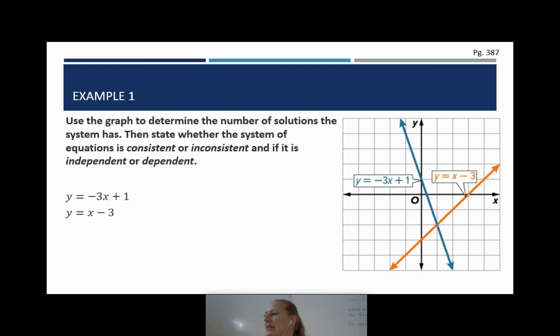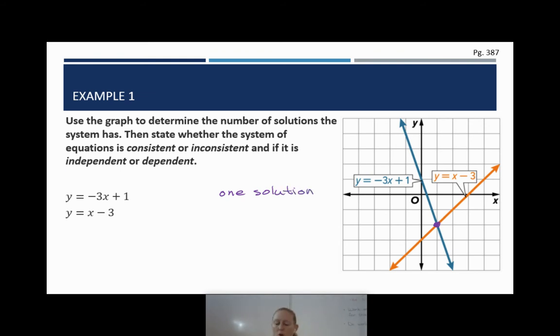With that in mind, I can see that there is a single point where they intersect. Check that out. There's one spot where these two lines meet up. So there's one point, one ordered pair that works for both lines. So I'm going to point out that there is one solution.